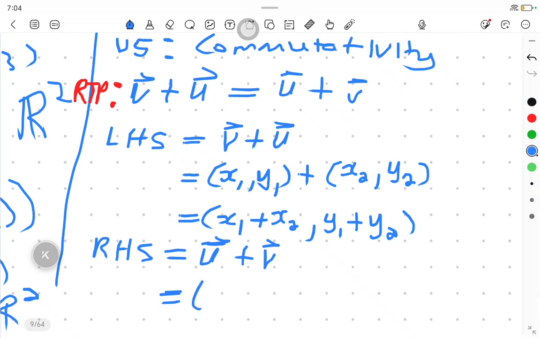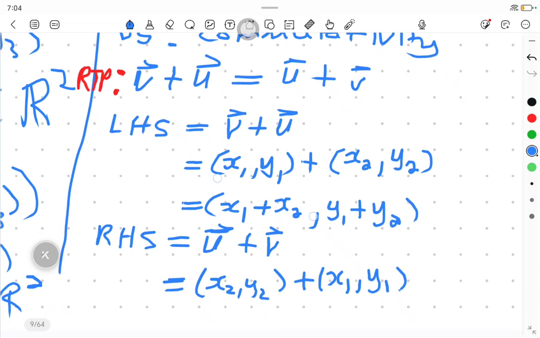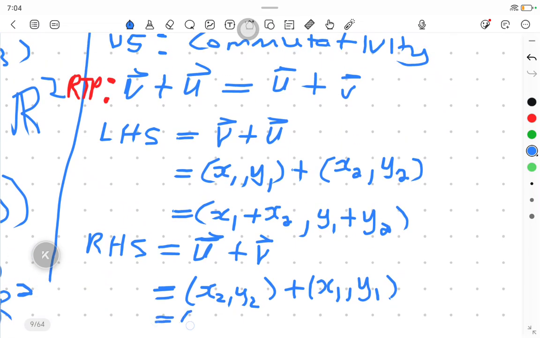And then this would be y1. Not y1, it's x2, y2, plus x1 y1, and then this would be equal to x2 plus x1, and then y2 plus y1, and we see that these two are equal, right? So it means that this thing is commutative.